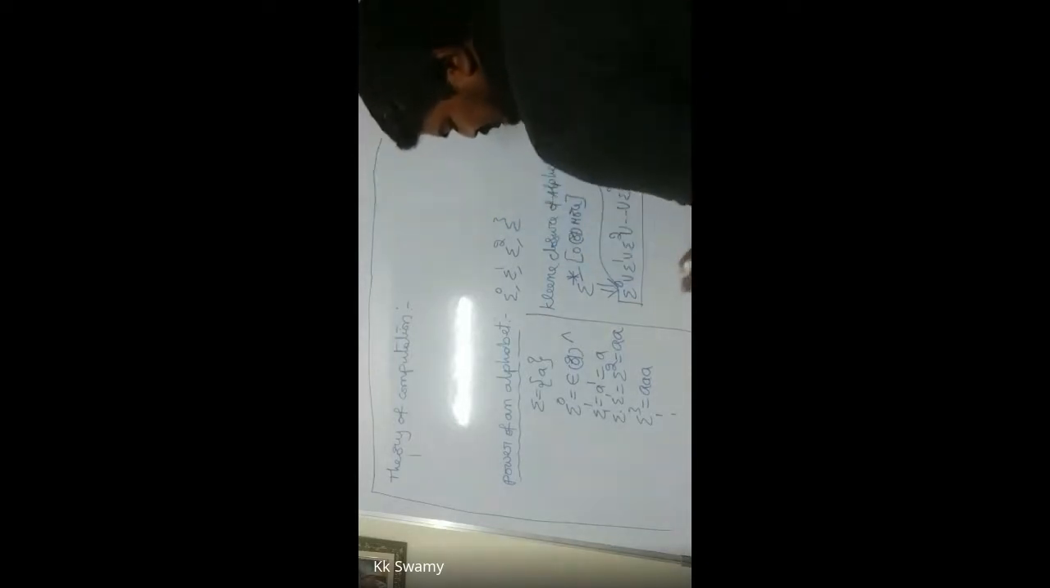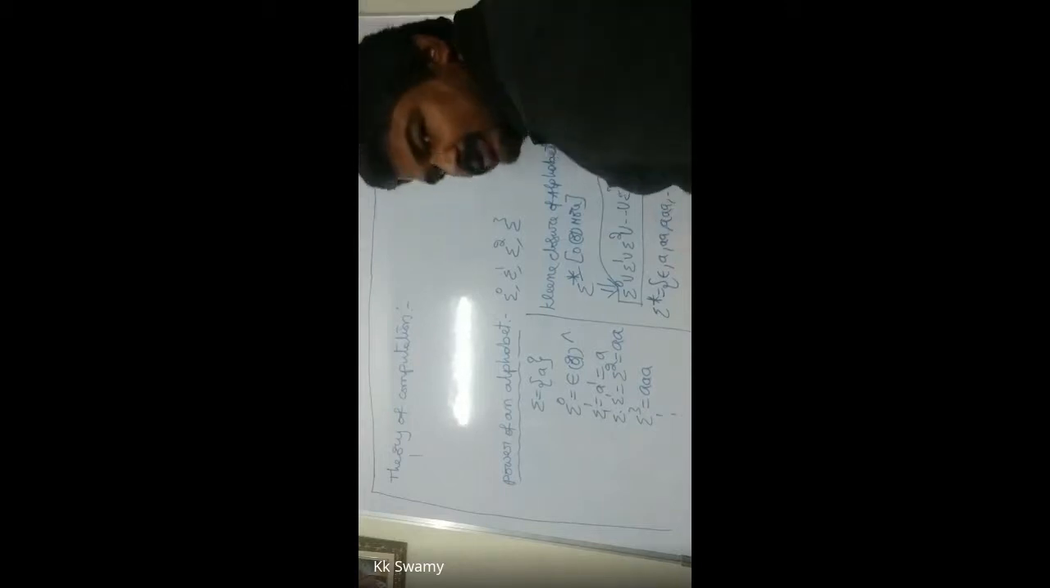Now if sigma equals a, what is sigma star? You get epsilon, a, 2 a's, 3 a's, and n number of a's. That is called the sigma star.